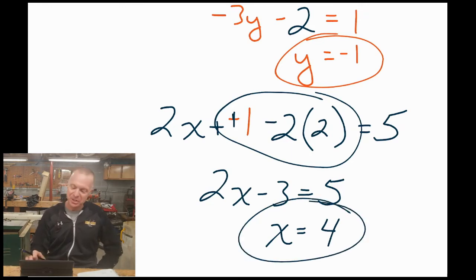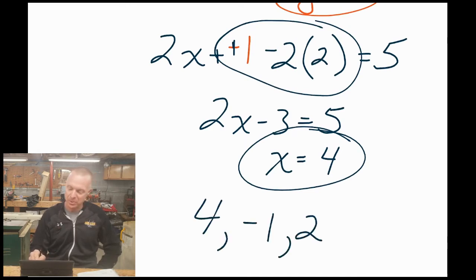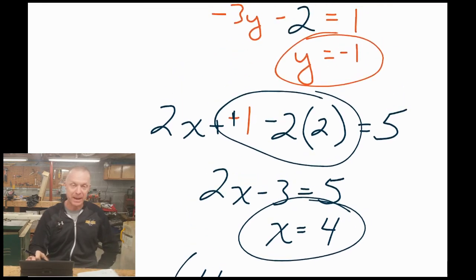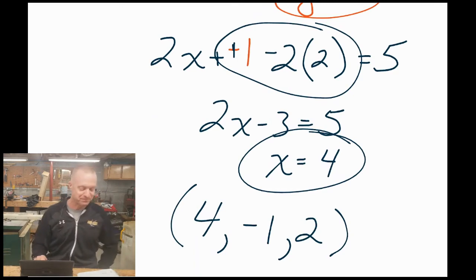Okay, we have another nice consistent system. X equals 4, y equals negative 1, and z equals 2. We're writing the answer as a point. And don't forget that that point should check in all three equations. If you have a little extra time, you can do that.